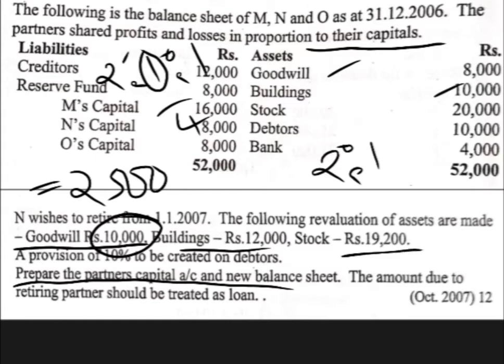Then stock, now it is revalued at 19,200. Earlier the book value was 20,000. So there is a decrease in the value of stock by 800 rupees, which is a revaluation loss. You have to debit that. Then a provision of 10% is to be created on debtors. The book value of debtors is 10,000. On that 10% comes to 1,000. So we are creating a provision against an asset, which is a revaluation loss. Okay, so these are the three adjustments which we are going to show in the revaluation account.